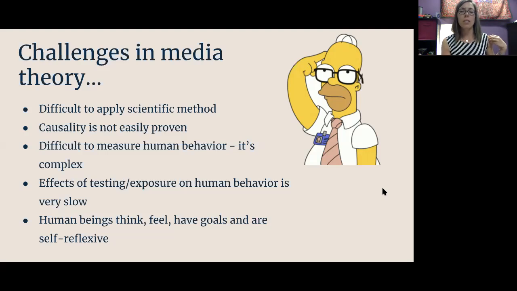And also humans have agency, right? What we think, how we feel, what our goals are, we can think about ourselves thinking. That's the self-reflexivity. So it makes this sort of research and theory development challenging, or really rich in a way that gives us opportunities beyond the scientific method.